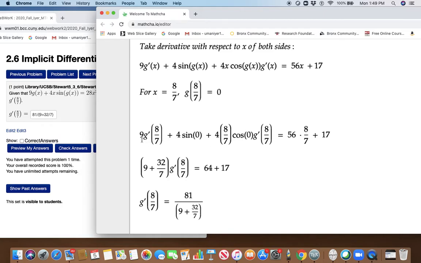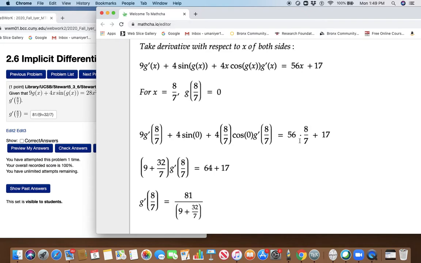Okay, so 9 g prime 8 over 7, and what is this? 4 times 8 is 32 over 7, g prime 8 over 7. So g prime 8 over 7 shows up in these two terms with coefficients 9 and 32 over 7. That's what this is. On the right hand side, I have simply substituted x equals 8 over 7.